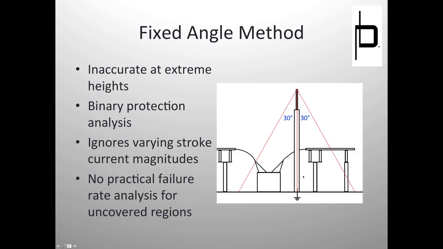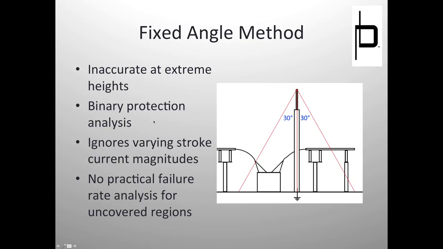Sometimes it's not always economical to protect everything in your substation. What if this is the only little piece that's exposed? Do we need to put another mast just to cover that little piece because this is technically 0% protected? Again, the fixed angle method doesn't allow for that sort of analysis, that variance.